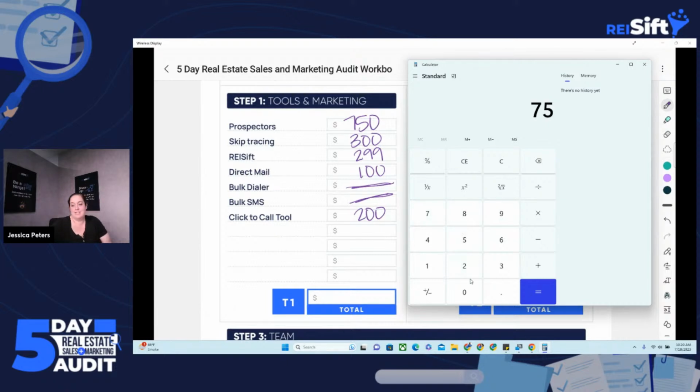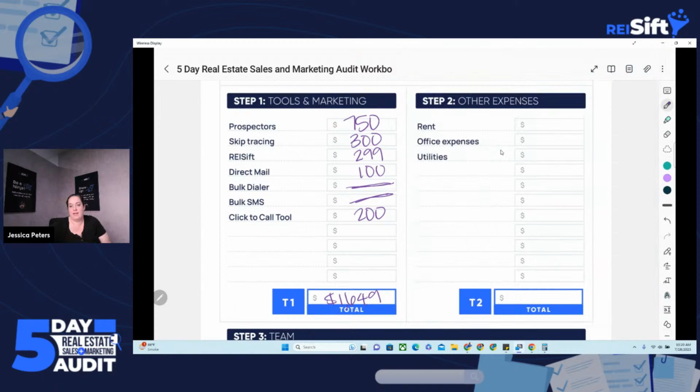All right. So 750 plus 300 plus 299 plus 100 plus 200. And so we're at 1649 for our marketing expenses. Okay. Now let's minimize that so I don't forget.